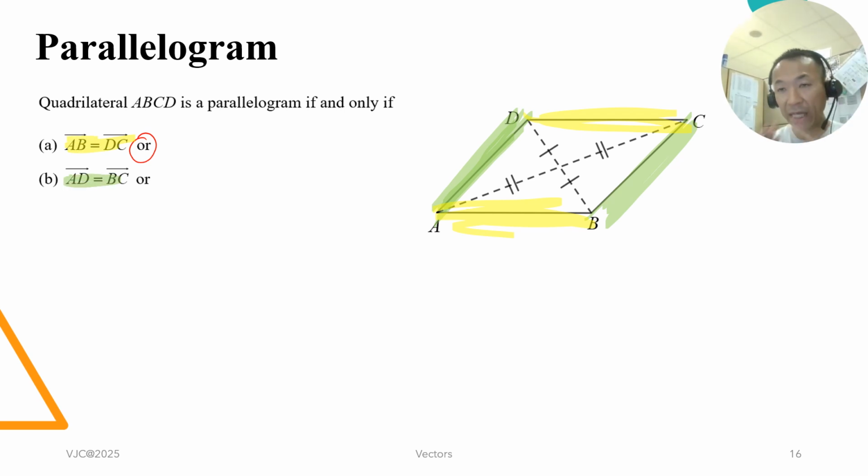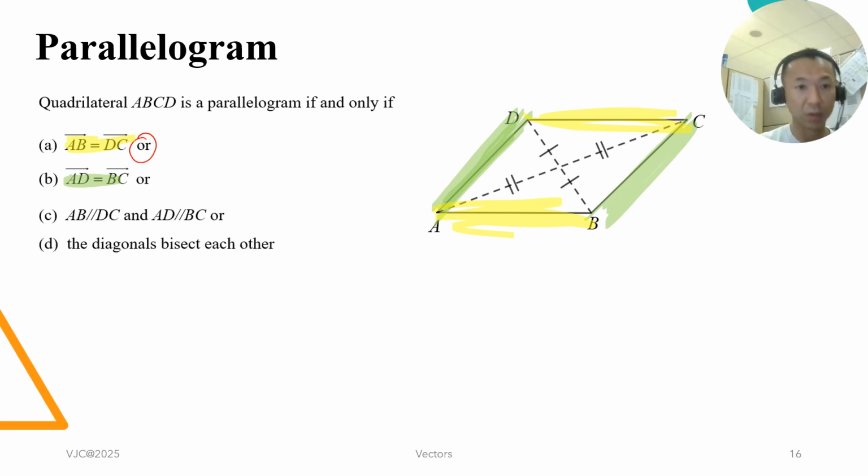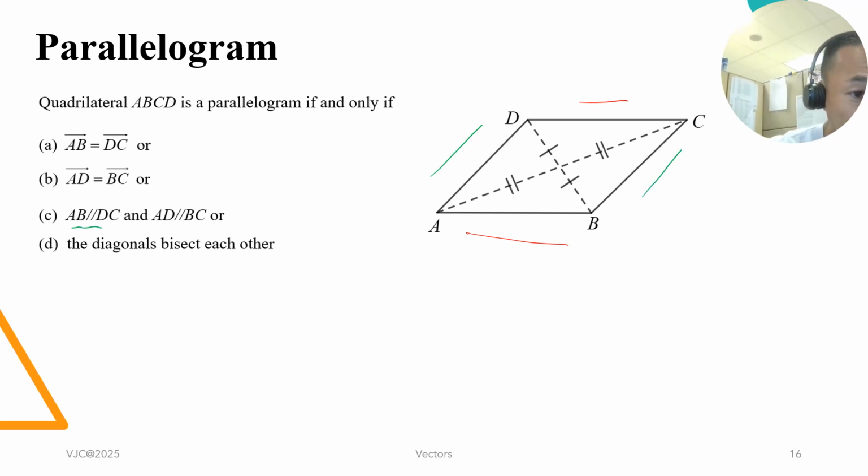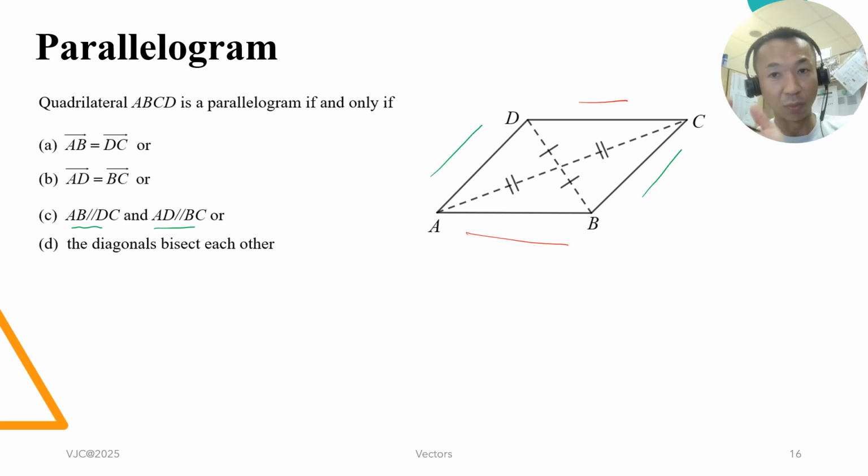The next two points I will just quickly go through because usually we will use point A and point B, these two ideas, to prove parallelogram. But you could also use C and D here to prove a quadrilateral is a parallelogram. You can say AB parallel to DC and AD parallel to BC. So I'm just talking about direction, nothing to do with magnitude.